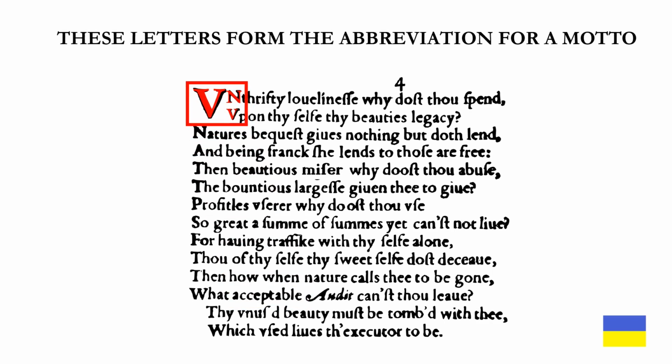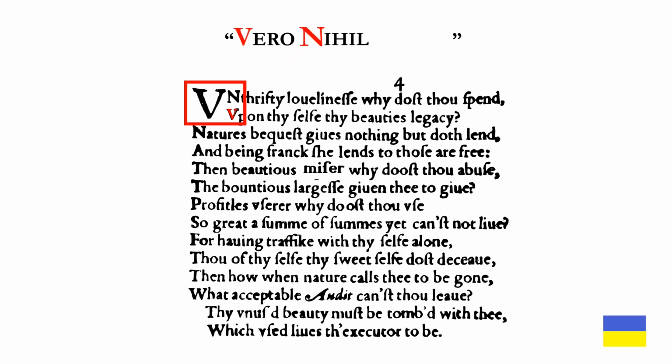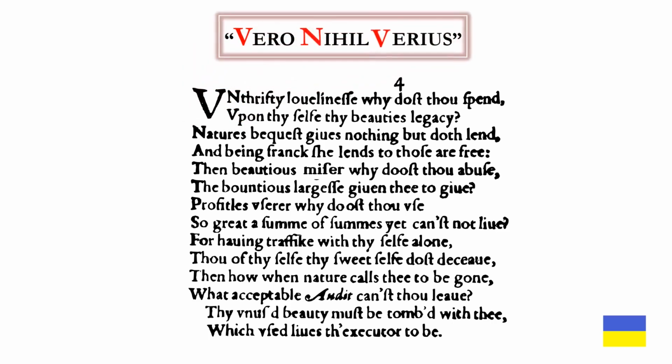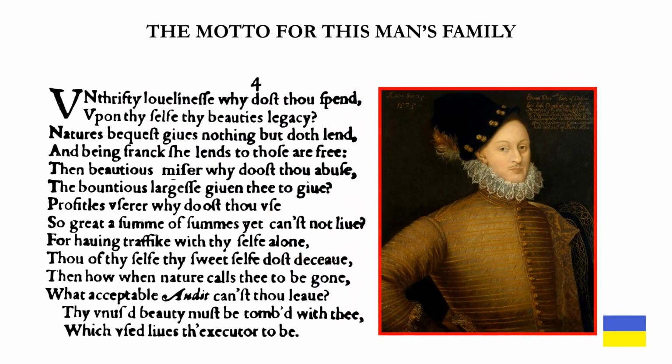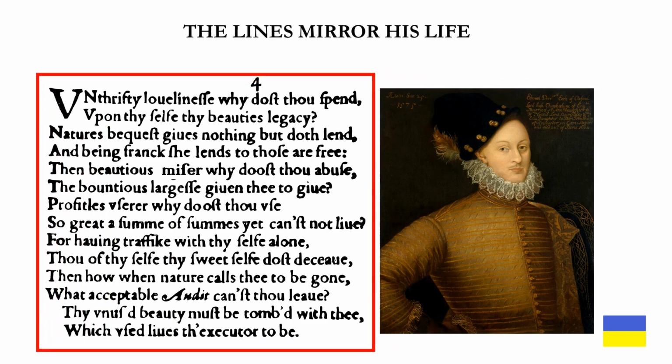These letters, the first three uppercase letters in the poem, form the abbreviation for a motto. Vero, nihil, various. The motto for this man's family. The lines in the sonnet mirror his life.